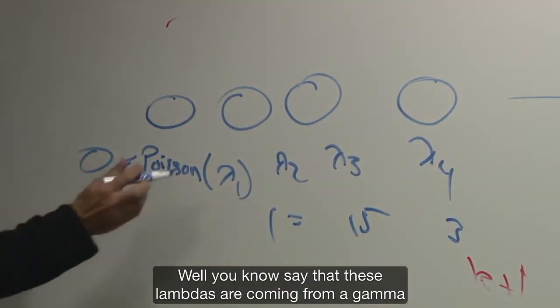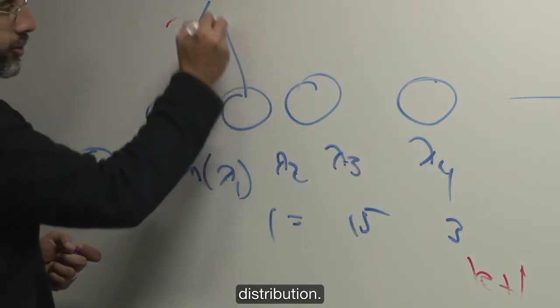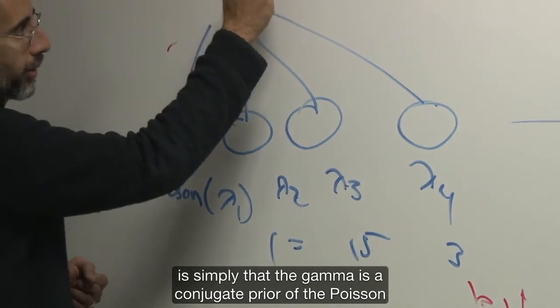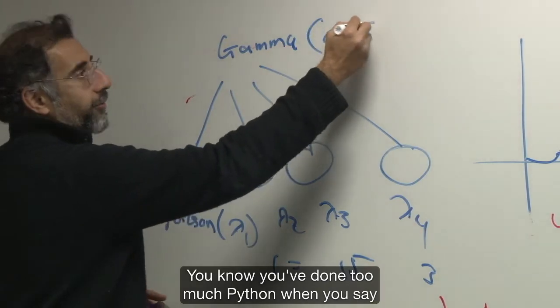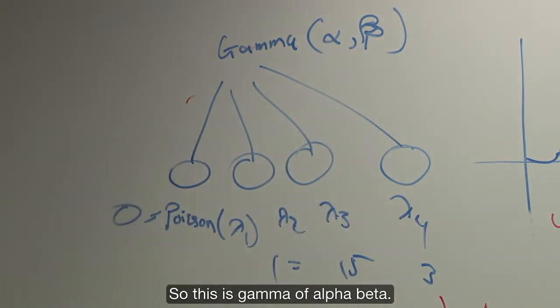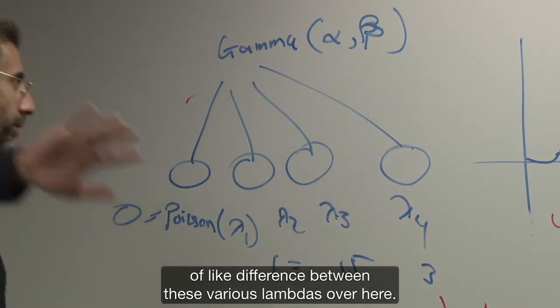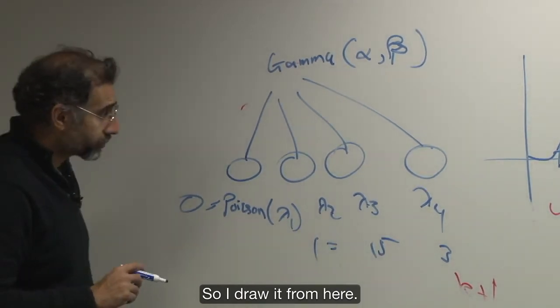Well, you now say that these lambdas are coming from a gamma distribution. And the reason you use a gamma distribution is simply that the gamma is a conjugate prior of the Poisson distribution. You know you've done too much Python when you say the Python distribution. So this is gamma of alpha, beta. And you say that each one of these lambdas is a draw from this distribution. And that's why you have this difference between these various lambdas over here. So I draw it from here.